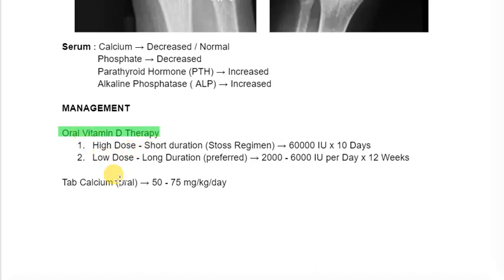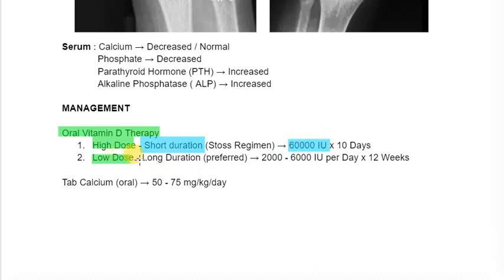There are two particular classifications, one is high dose and one is low dose. In high dose, it is for a short duration. If you want to achieve the reference or biological values of vitamin D in a short duration, we'll go with the high dose, which is the STOSS regimen. In this, we'll give 60,000 international units of tablets for 10 days.